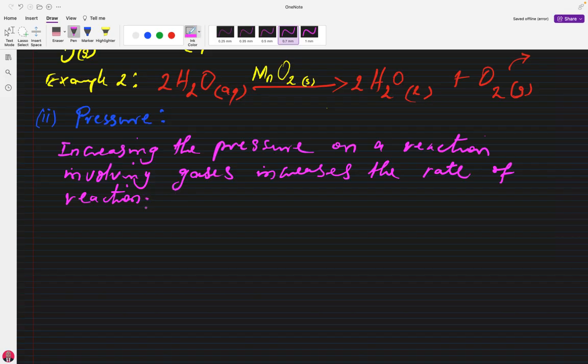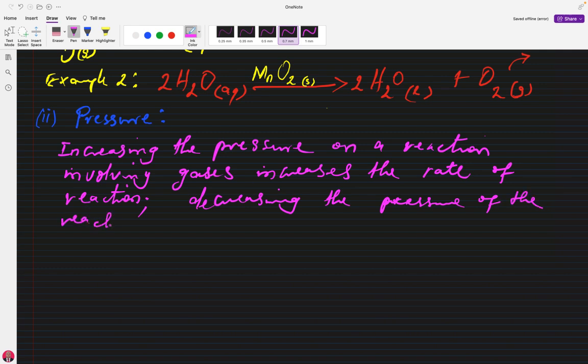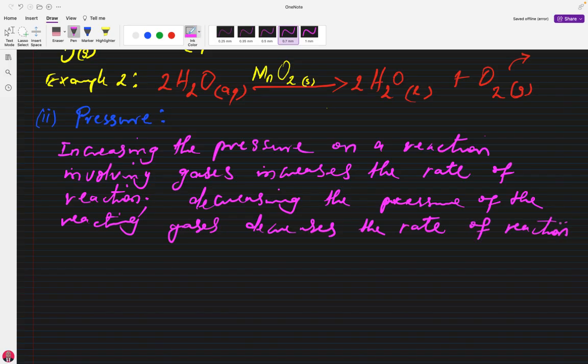And decreasing the pressure of the reacting gases decreases the rate of reaction. Okay, increasing the pressure on a reaction involving gases increases the rate of reaction, and decreasing the pressure of the reacting gases also decreases the rate of reaction.